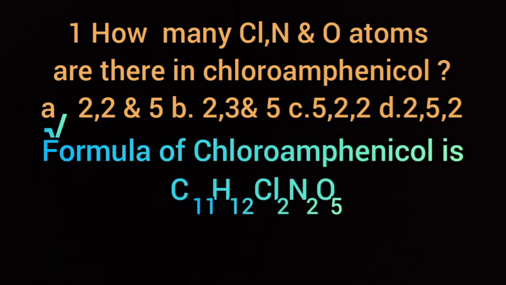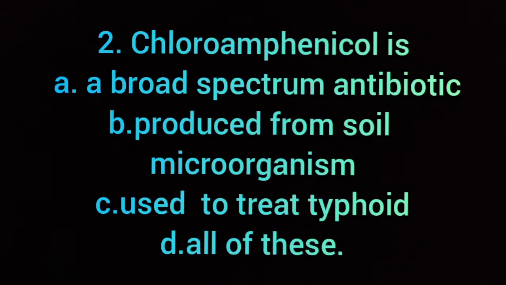Question number 2. Chloramphenicol: option A, is a broad spectrum antibiotic; option B, is produced from soil microorganism; option C, is used to treat typhoid; and the last option, all of these. Obviously, the correct option is all of these. All these options are correct.